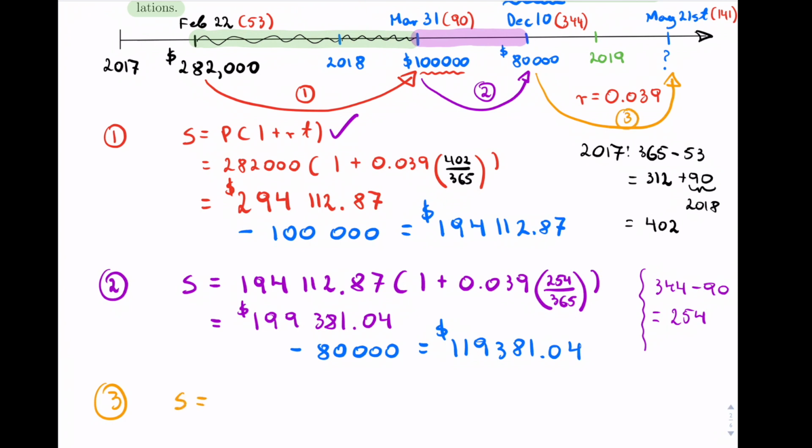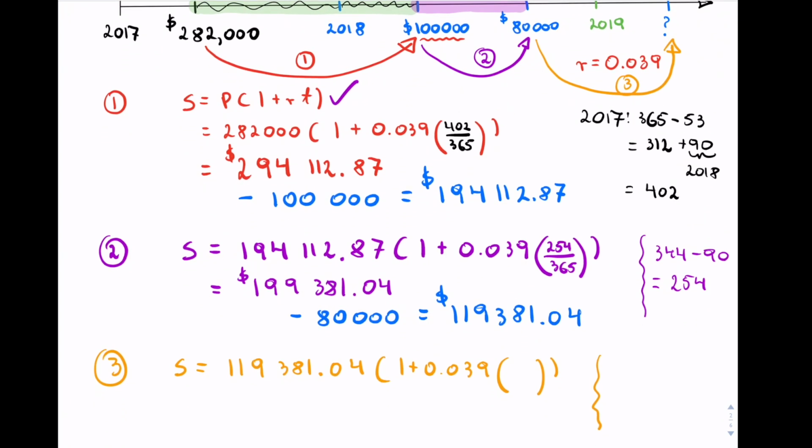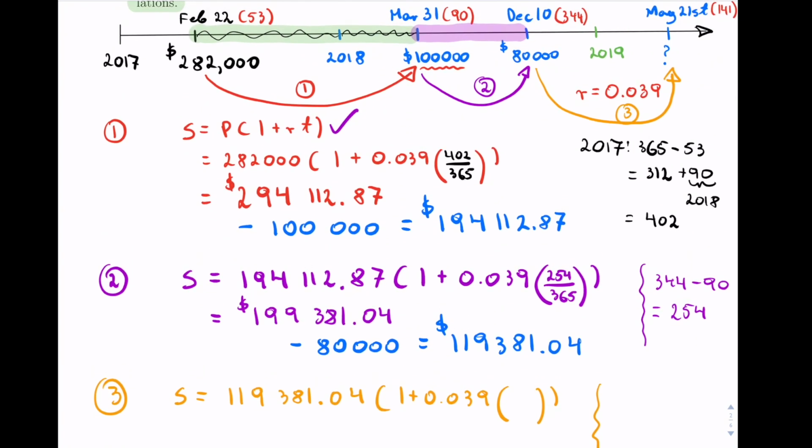So S equals, so now we have 119,381.04, 1 plus 0.039. We need the number of days. Well, we know December 10th. So in 2018, we have 365 days minus the December, which is 344. So that gives us basically 21 days.